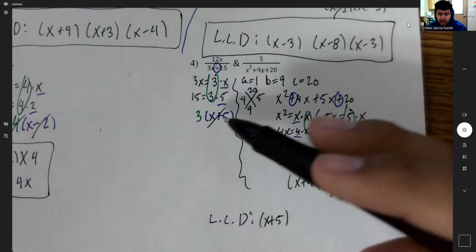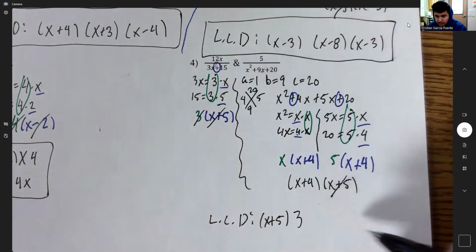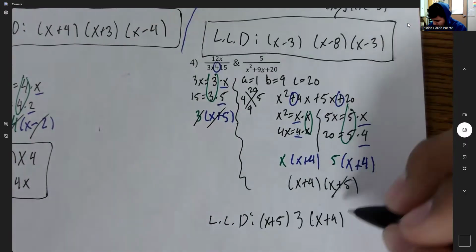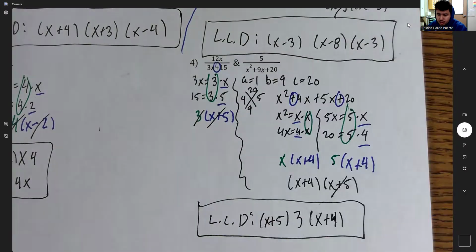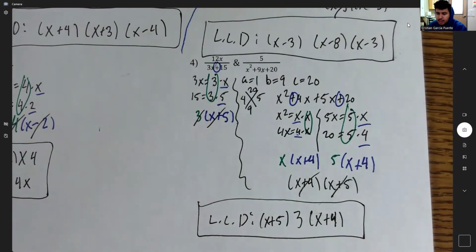Now, what did I not use on the right or on the left? A 3. So I'll put down a 3. What did I not use on the right? X plus 4. And now you are done, since we have nothing else to write down. And that's it. So hopefully you find doing the LCD easy.